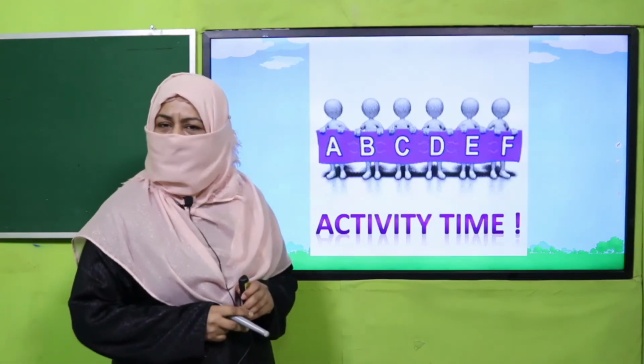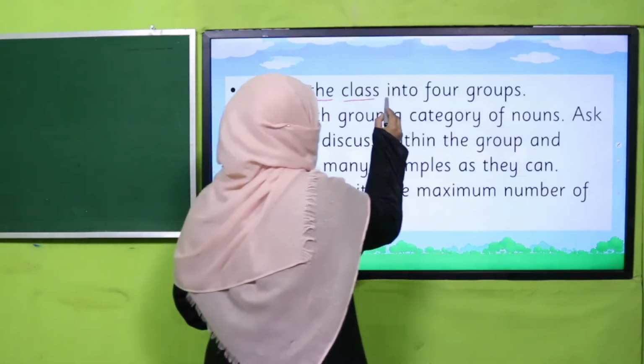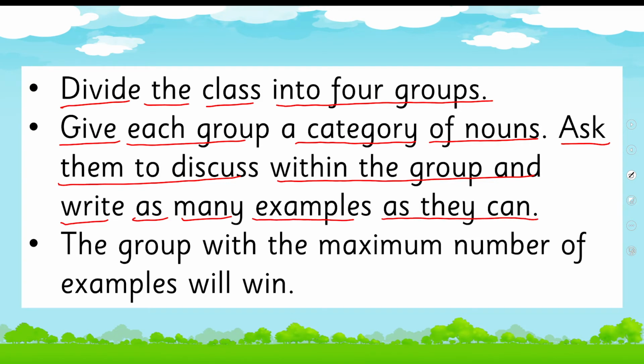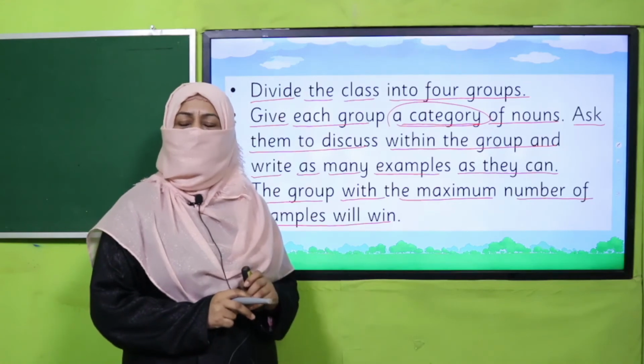Okay, so we are going to practice this concept through an activity. Are you ready for that? All right. Your teacher will divide the class into 4 groups, and will give each group a category of naming words, and will ask them to discuss within the group and write as many examples as they can. The teacher will give one group persons, the second group places, the third group animals or pet animals, and the fourth group things, right? The group with the maximum number of examples will win. So let's see who writes the maximum names. Pause the video, enjoy this activity, and then come back.